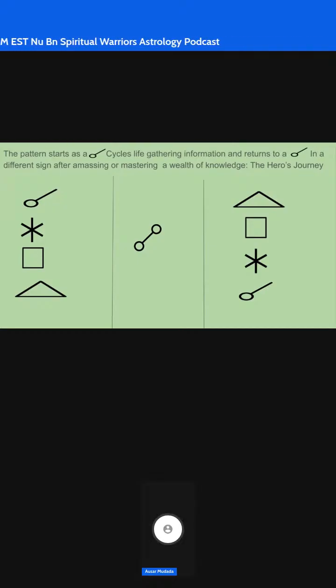The pattern starts as a conjunction, cycles life gathering information and returning to a conjunction in a different sign after amassing or mastering a wealth of knowledge. This is similar to the hero's journey.